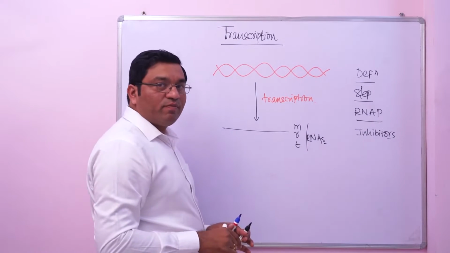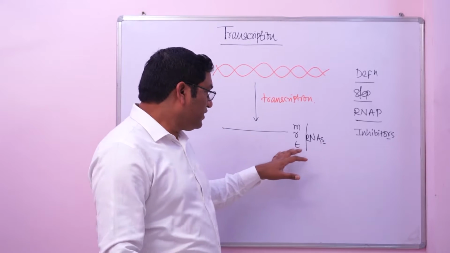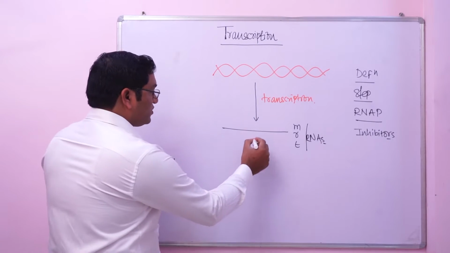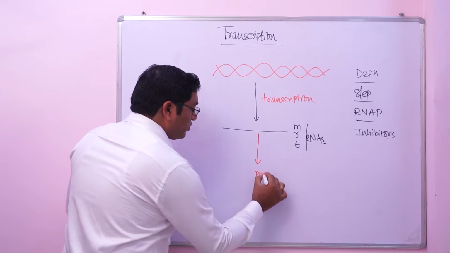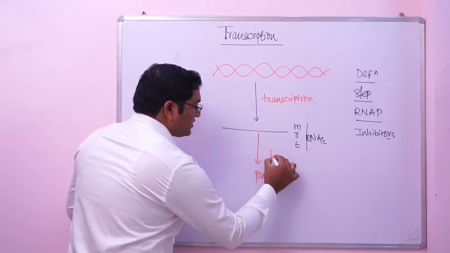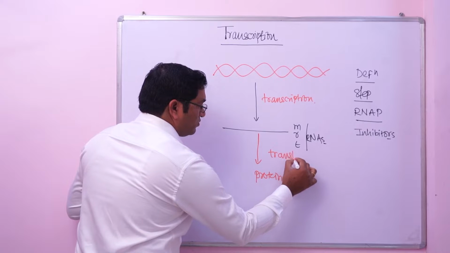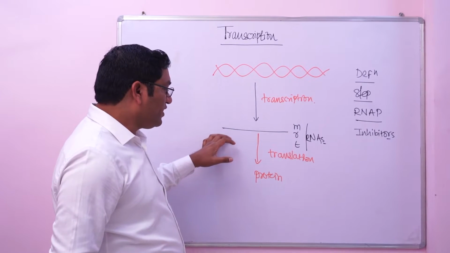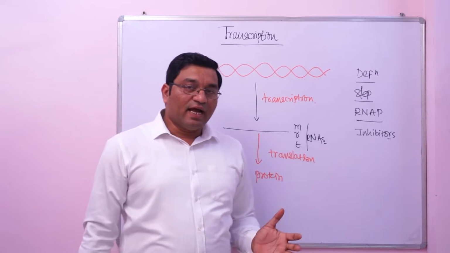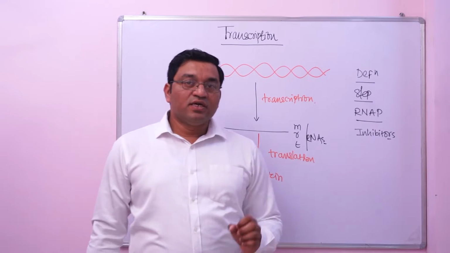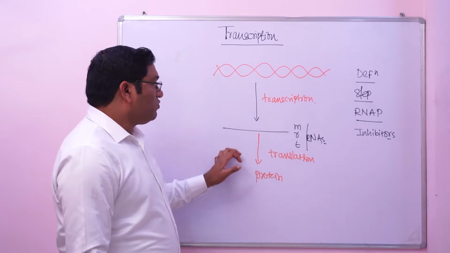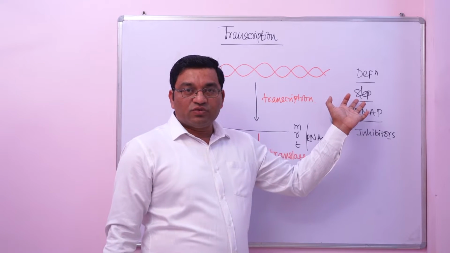The flow of information from the DNA to RNA, and this information is utilized for the protein synthesis. This is known as translation process. This flow of information from DNA to RNA and RNA to protein and its expression is known as central dogma of molecular biology.